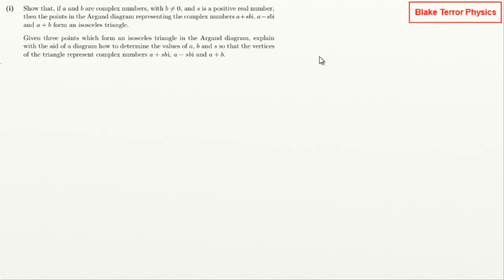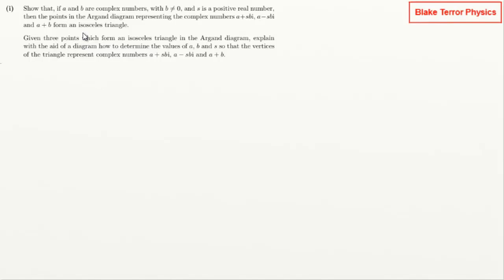Hello, this is question 3 from the STEP 3 paper from 2023. It looks like we've got complex numbers here. Show that if A and B are complex numbers, B is not 0, and S is a positive real number, then the points in the Argand diagram representing the complex numbers A + SBi, A − SBi and A + B form an isosceles triangle. Right, okay. So A and B are complex, B isn't 0, so A could be 0. S is a positive real number.